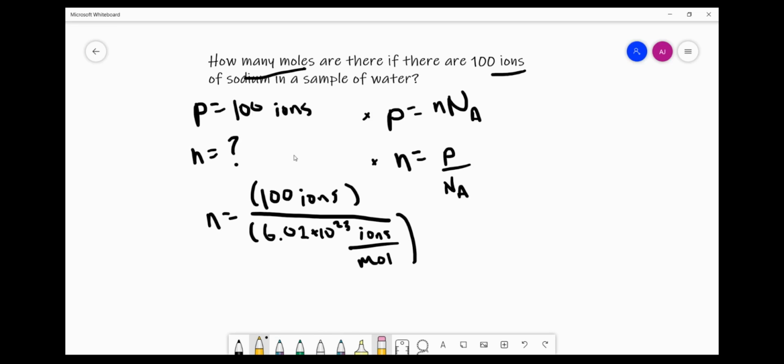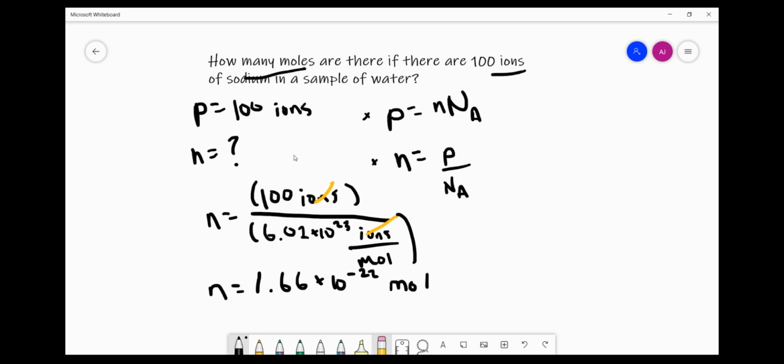Now we see here once again, the ions cancel out and we'll be left with moles. And if we do that calculation, we get a tiny, tiny number. Remember, a power of 10 to the negative 22 is a whole bunch of zeros, like 21 zeros, and then 166. So a tiny, tiny fractional number. So there's our answer there with our units included.